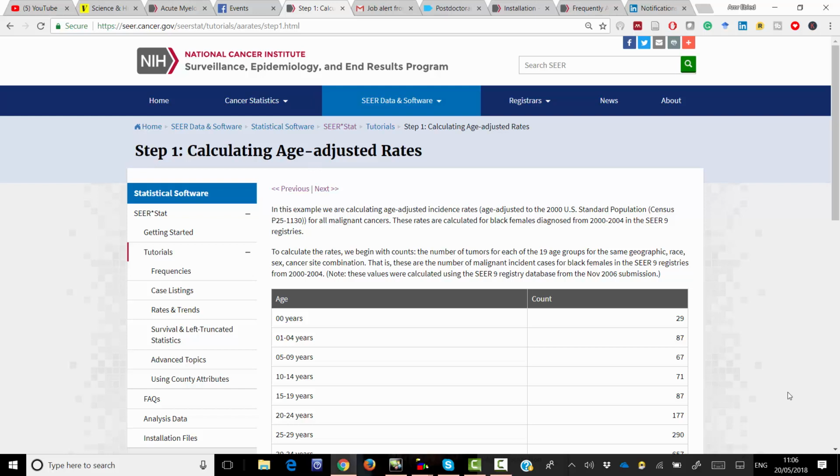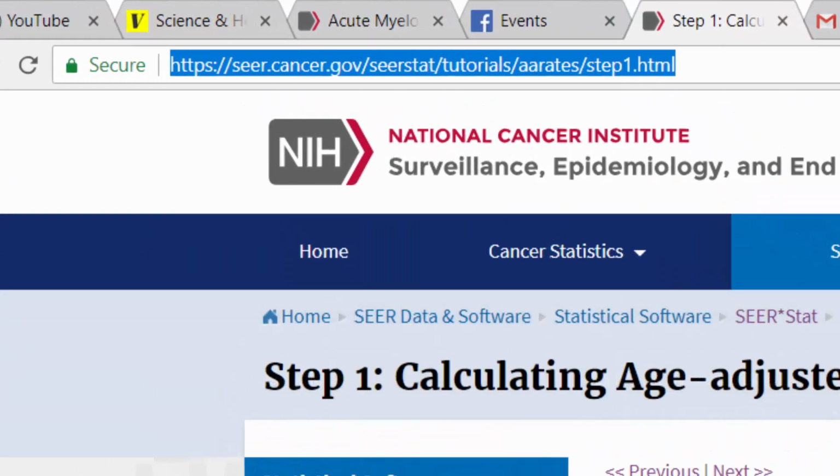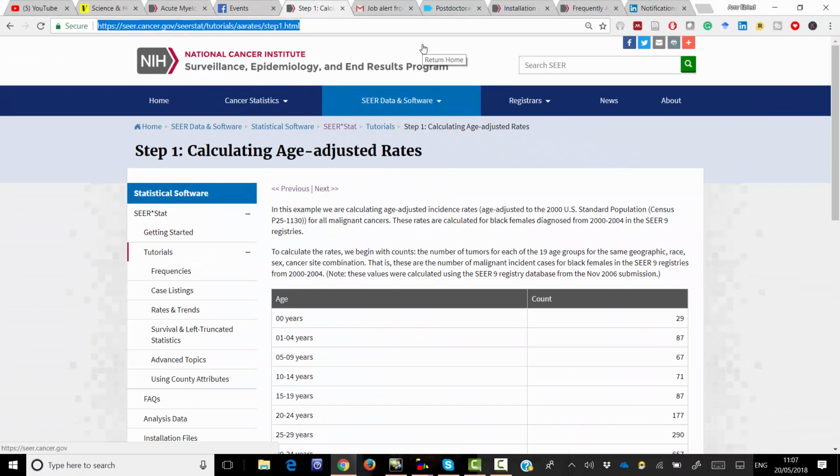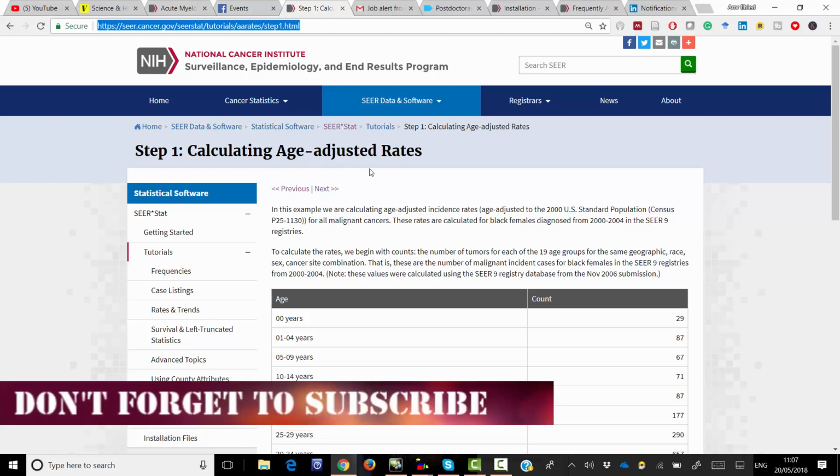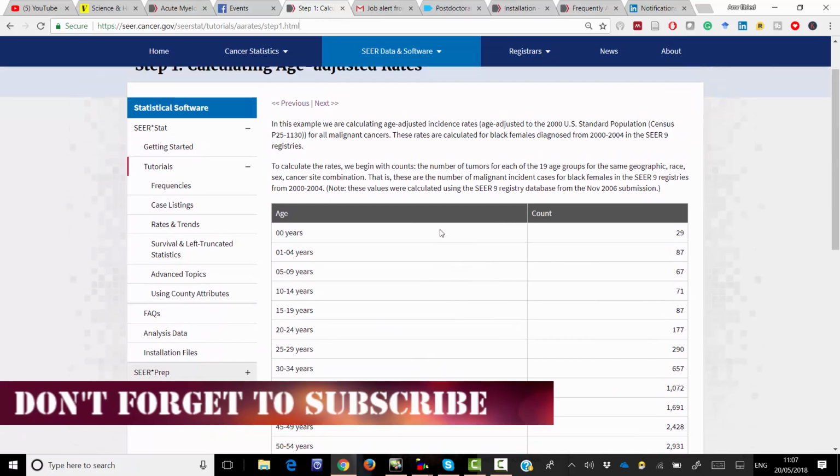The first thing that we need to do is to go to this web page. I've highlighted the URL for your convenience, and I will put it in the description of the video below. This describes a step-by-step approach to calculating the age-adjusted rates. And along the way, we are going to know as well how to get the crude rates and the age-specific rates.